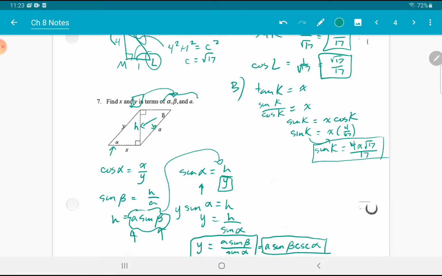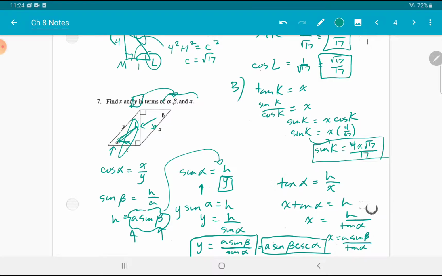Let's see, we also need to find x. So let's think about how we can get x here. If I wanted to utilize x, maybe I should use something like this, right? Because we don't want to use the y. We want the x in terms of everything else, not the y. So in terms of a trig ratio here, it looks like I'd want to use a tangent. So tangent of alpha is equal to h over x, and therefore x tangent alpha is equal to h. So x is equal to h over tangent alpha. And we said what h was already, right? H is the same as a sine beta, so a sine beta over tangent alpha.